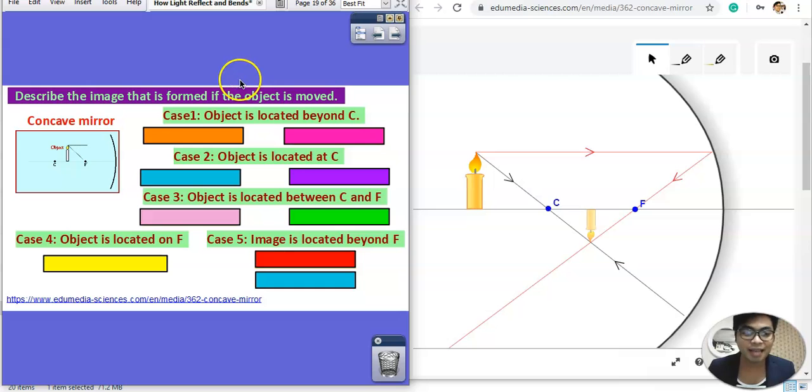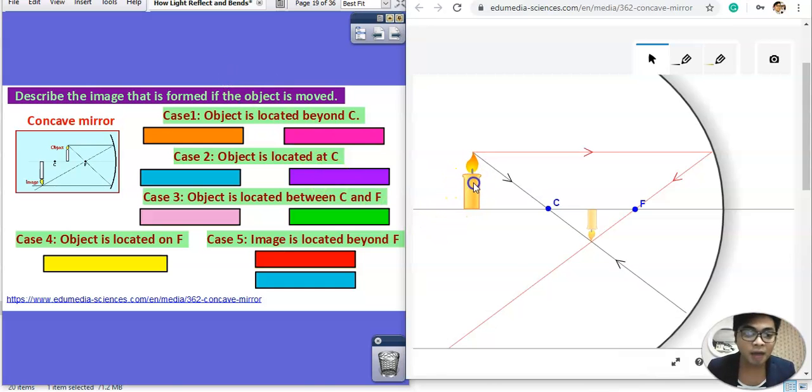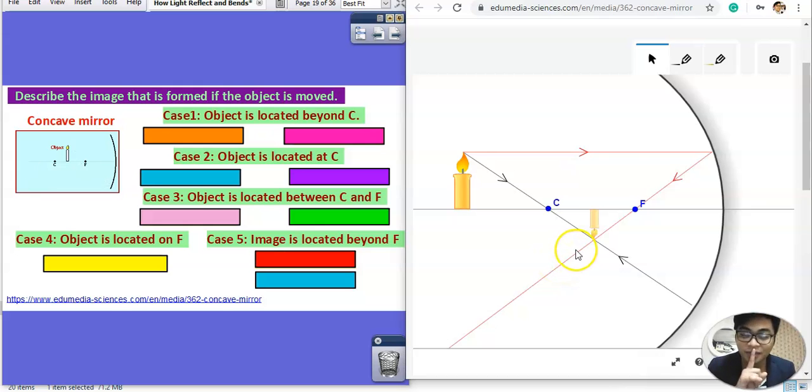So here's the first case. I'm going to put the object here, which is the candle. Again, this one is a concave mirror, okay? I'm gonna put the candle beyond C, so it's far from C. What kind of image do we see in here? The red line here is the incident ray going to the mirror, and this one is of course the reflected ray going here in the air. So we're just in plain air. Describe the image that is formed. Okay, this is the first question. Do we see the image on the mirror? No, we don't see it.